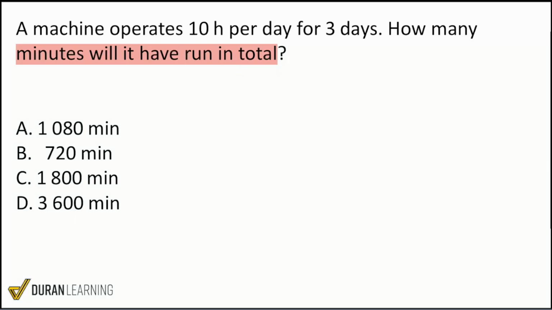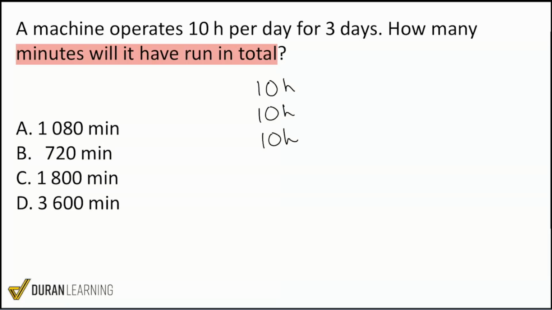So we're not doing 24 hours times 3, everybody. We're not doing that. Notice that it says that the machine operates for 10 hours a day. Not all 24 hours in a day, but only 10. So on day 1, 10 hours. Day 2, 10 hours. Day 3, 10 hours.